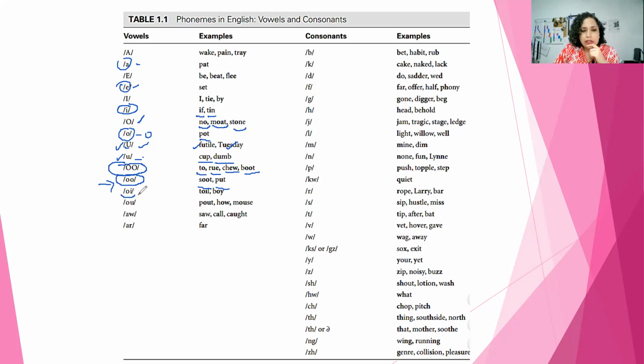The sound that OI gives is oi, for toil, boy. The sound for OU, like pod, ho, mouse. AW is kind of similar to the sound of O, but closer to O: so, call, hot. AR gives a sound as R, like far, and so on.